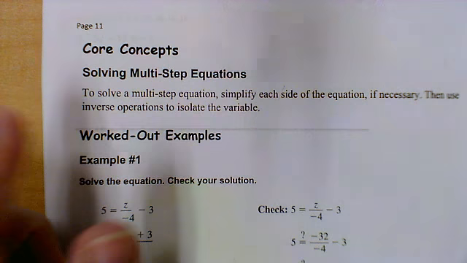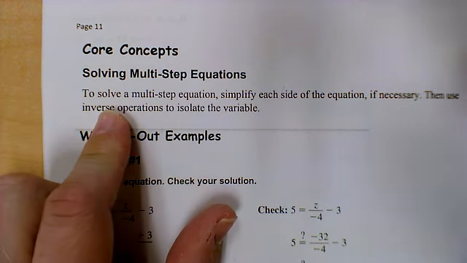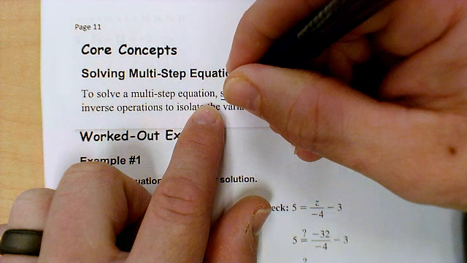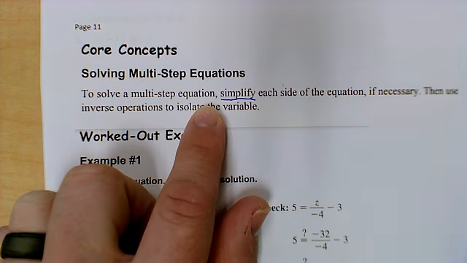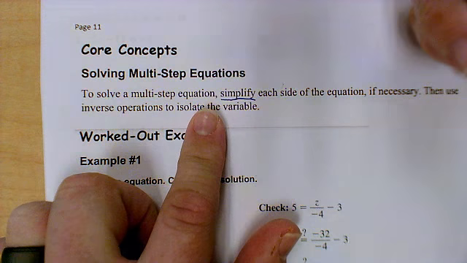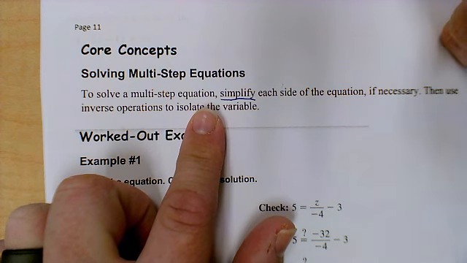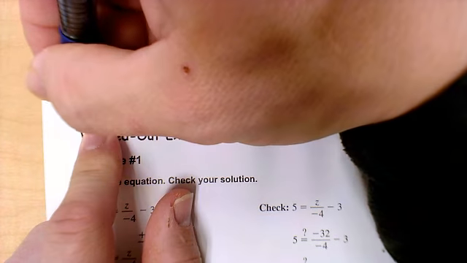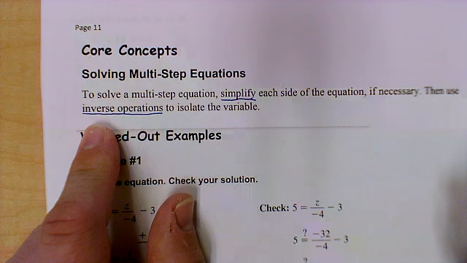So on page 11 in your workbook, if you have it handy, you're going to see some useful stuff here. To solve a multi-step equation, simplify each side of the equation. So you always want to simplify as much as possible before starting the solving process. Then use inverse operations to isolate the variable.